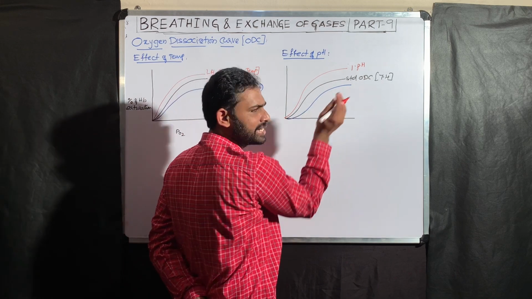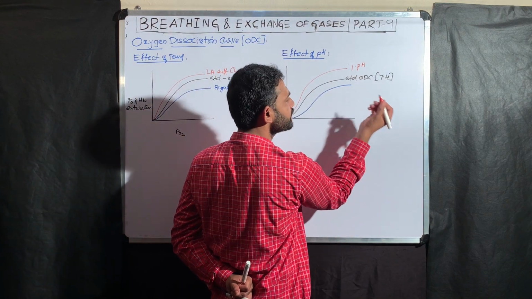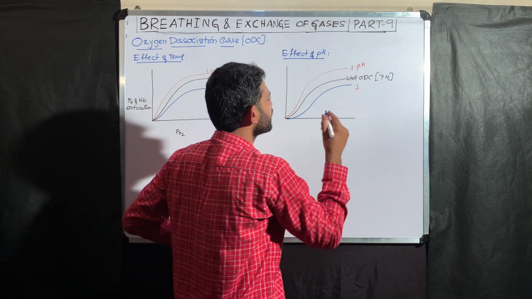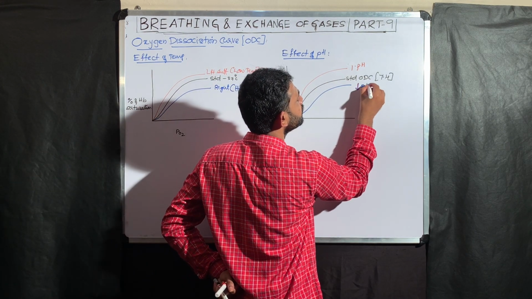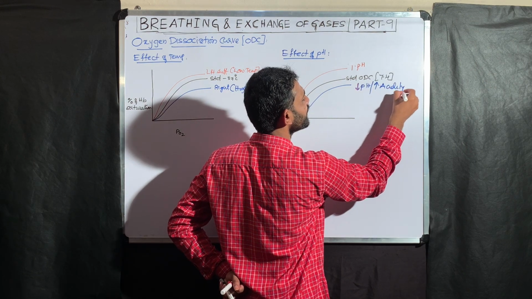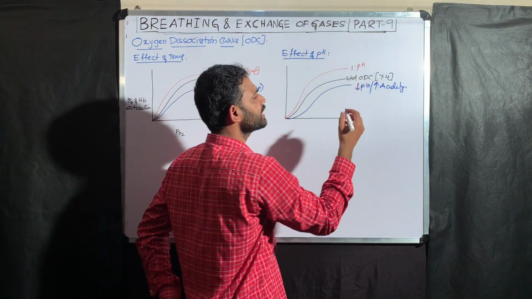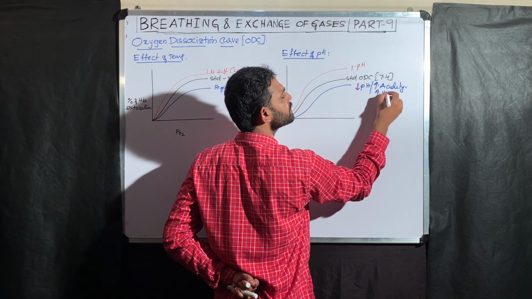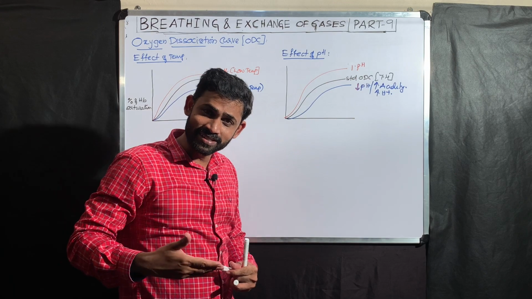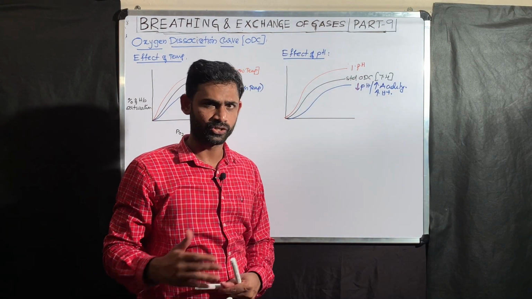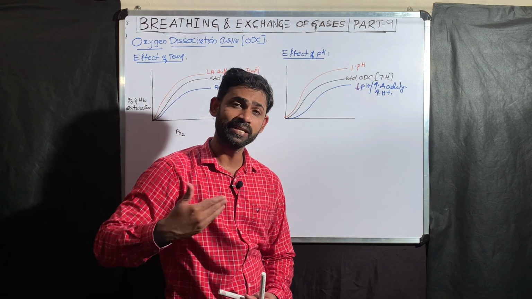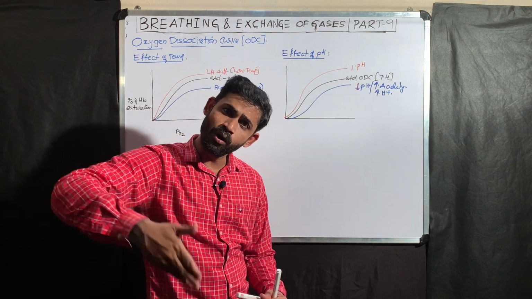So here I am telling you about the right shift. First, the pH is less. Less pH means greater acidity. You are understanding the concept. Greater acidity means what? Greater H plus concentration. When a person is doing exercise, more carbon dioxide, then more H plus ions, greater the acidity. That means the person needs more oxygen.